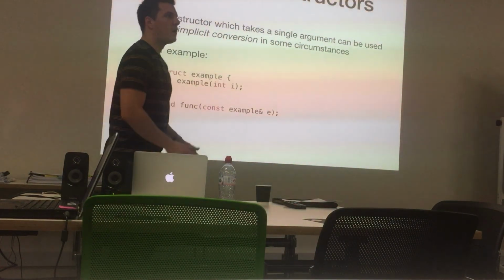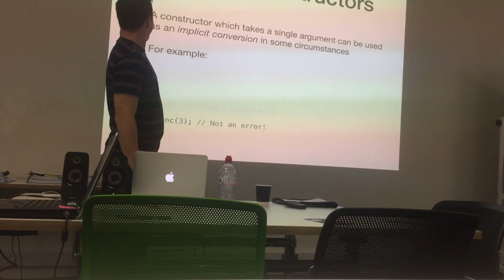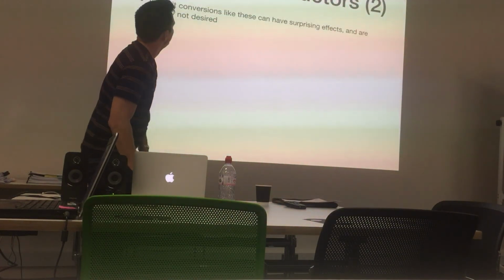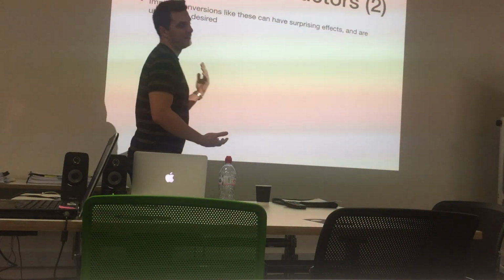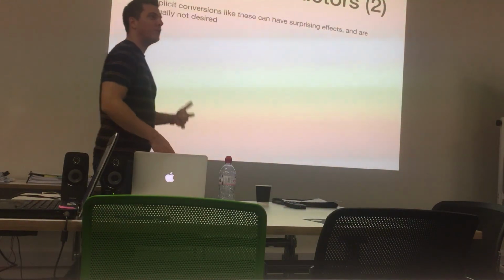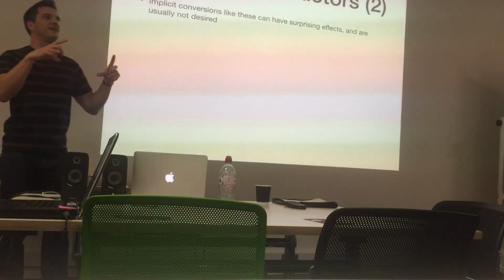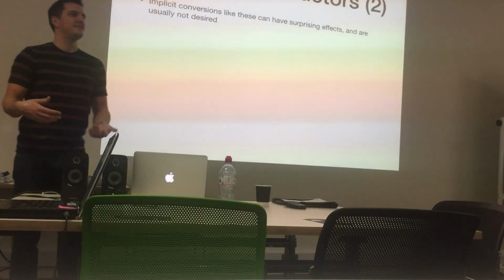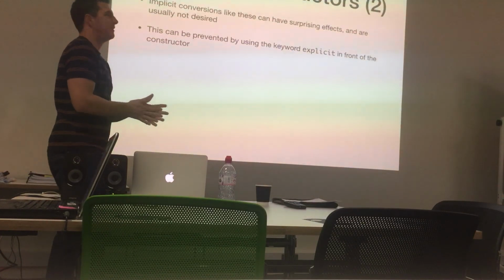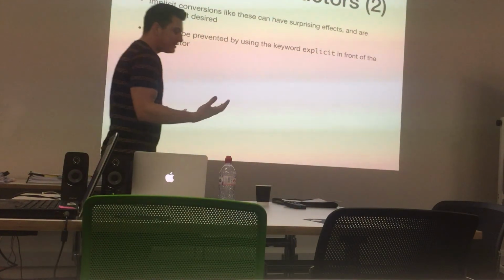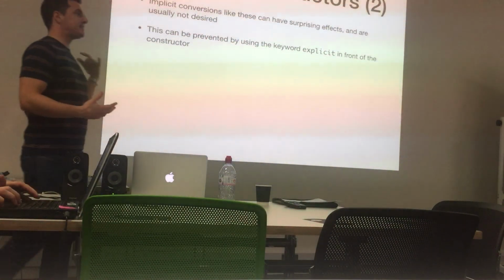But why does it assume that's what you want to do? Well, that's a very good question. Implicit conversions can be surprising, right? They're usually not what you want. That function was declared to take an example, and we've just called it with an int and got no error. I mean, that is peculiar. But fortunately we can disable these implicit conversions by marking our constructors as explicit.